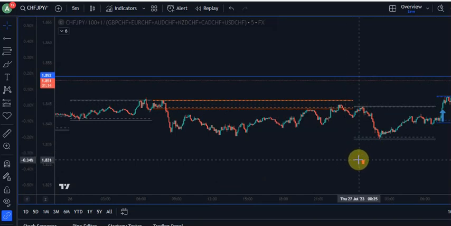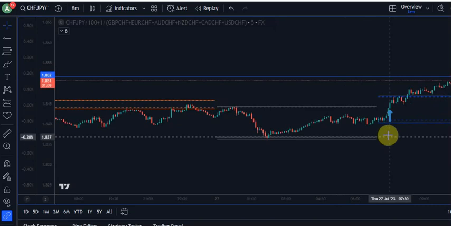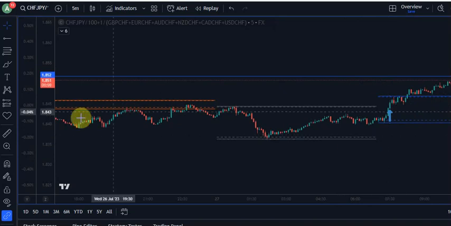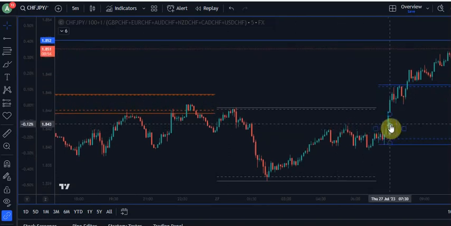And you do that for all the indexes. And what happens is at 7:30 GMT, you get a break of the Asian high on the Swiss. So this is indicating that there's some good potential Swiss longs this morning, at 7:30.